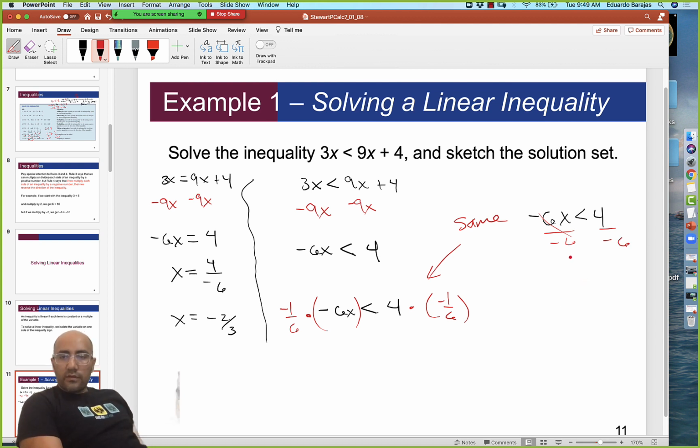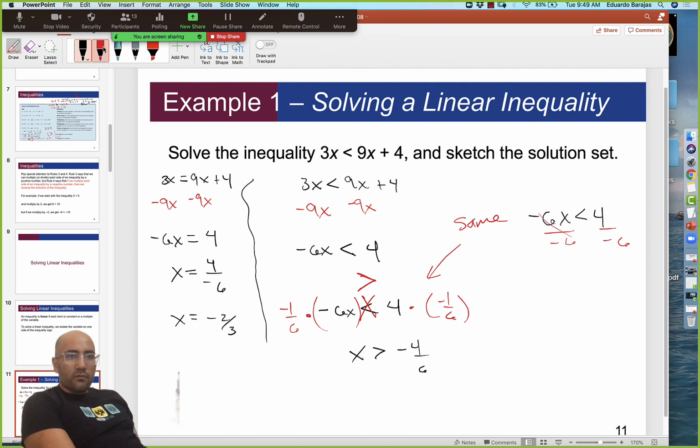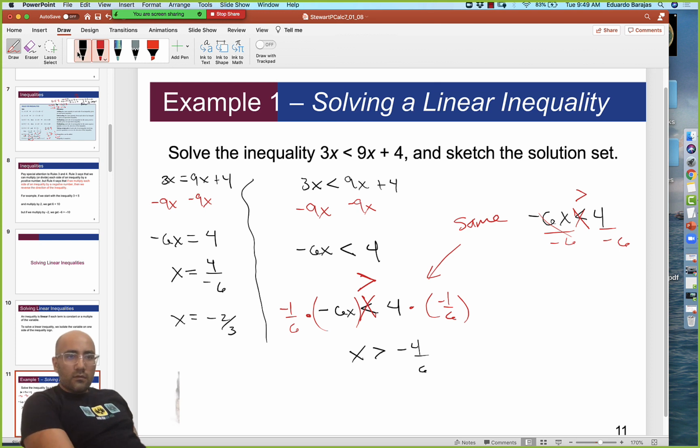We end up with something involving the x. Now, the point we want to drive at is that we have a rule that if we multiply both sides of the inequality by a negative number, we've got to change the direction of the inequality. So that gives us x is greater than -4/6. And then same thing over here, before I forget to change it. Good. Okay, so now x must be strictly greater than -2/3.